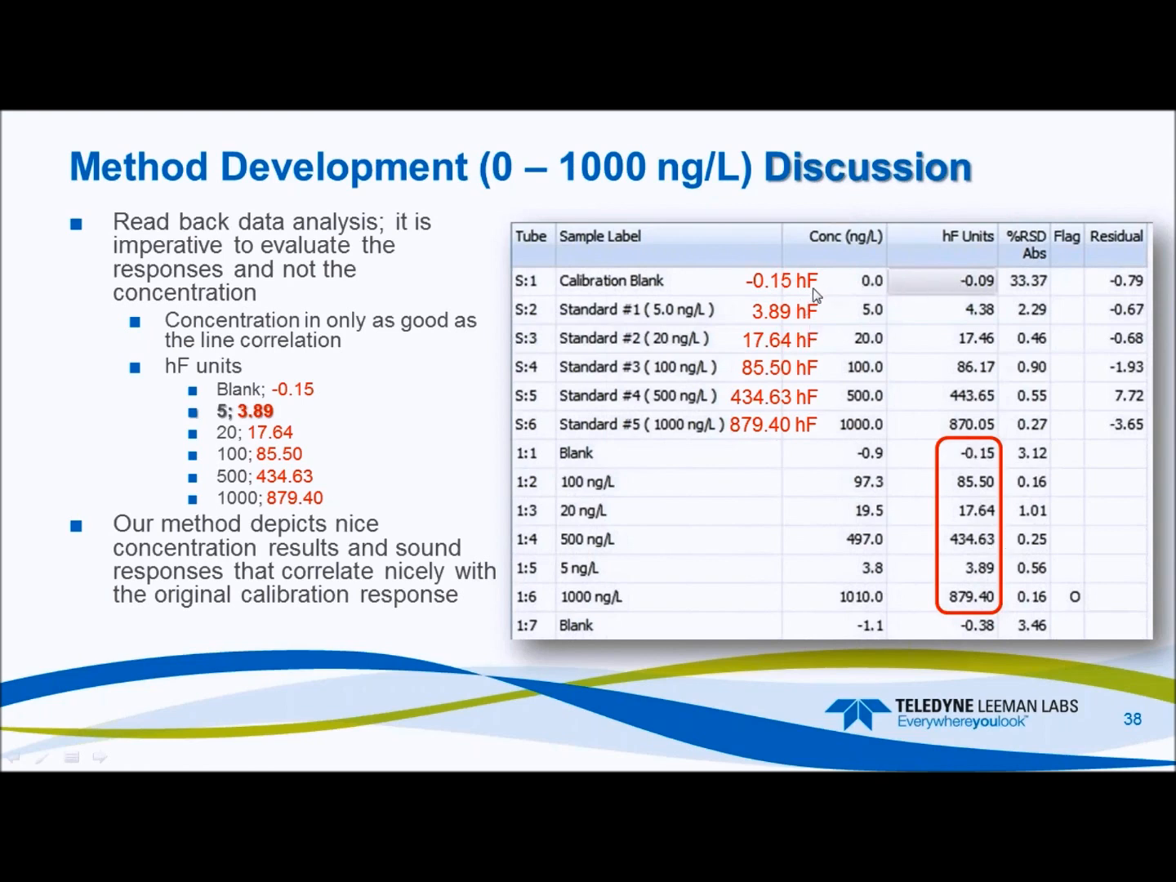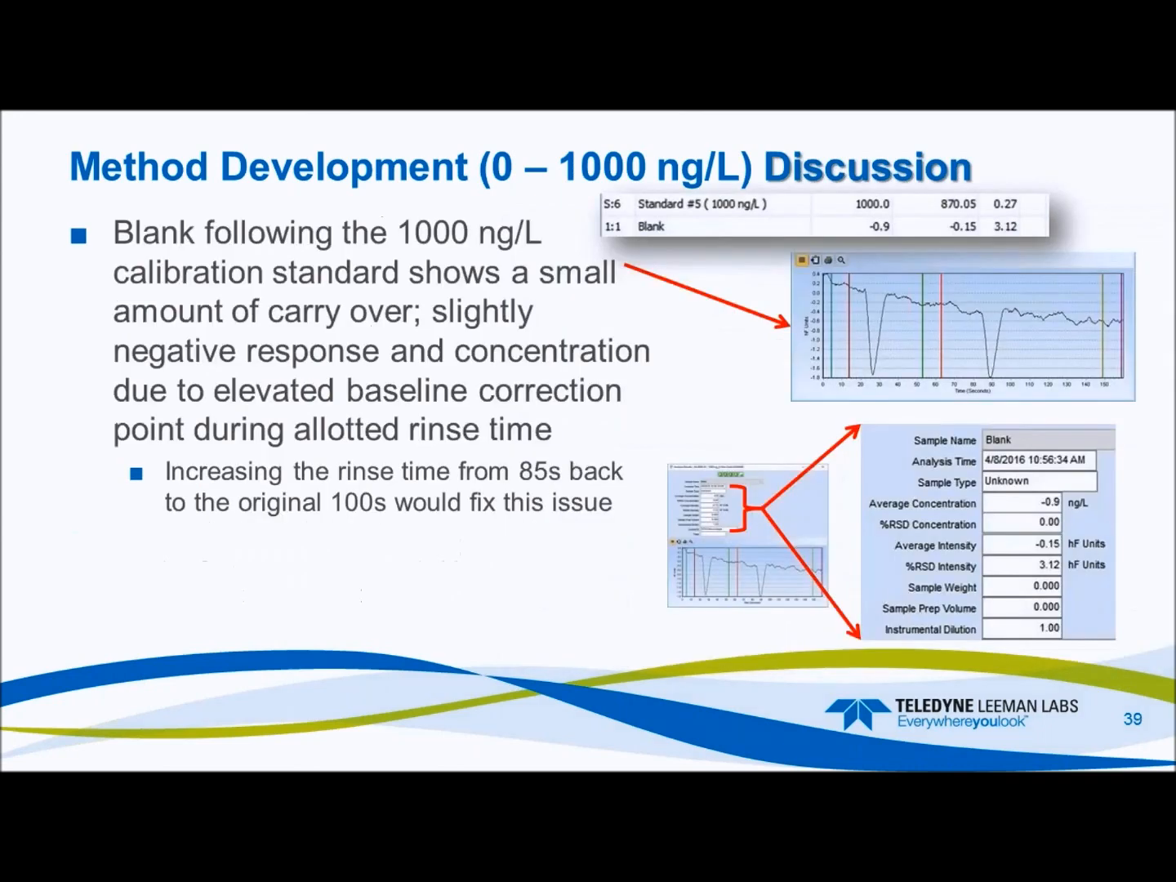So we have minus 0.09, minus 1.5, 4.38, 3.89, 17.6, 17.5, 85.5, 86.7, and 434, 443, and 879 and 870. Those are pretty much on top of each other. So that tells me the system is in control, it's working nicely, and basically we're ready to do an IDL or MDL with this method.